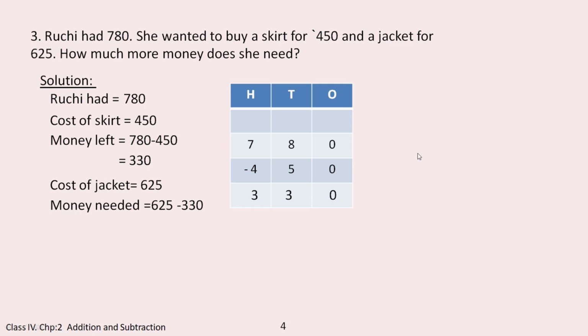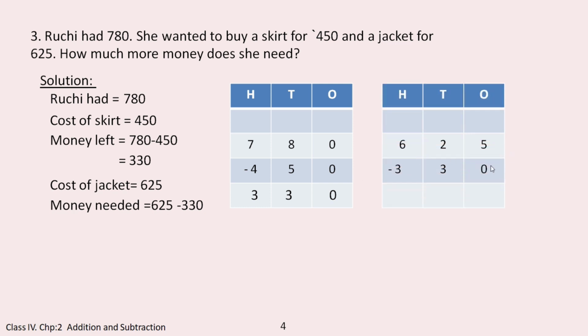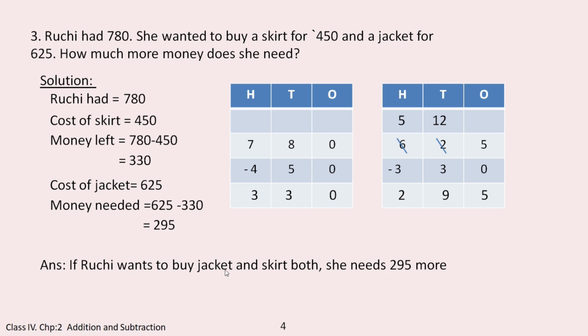Okay, so having our place value chart again, 5 minus 0, 5. 2 minus 3 is not possible, so borrowing next door, 6 changes to 5 and 2 changes to 12. Now 12 minus 3 will give me 9, 5 minus 3 will give me 2. So if Ruchi has 295 rupees more, then only she is in a position to buy a jacket and a skirt. Yes, are you getting it, students? So my final statement would be, if Ruchi wants to buy jacket and skirt both, she needs 295 rupees more.